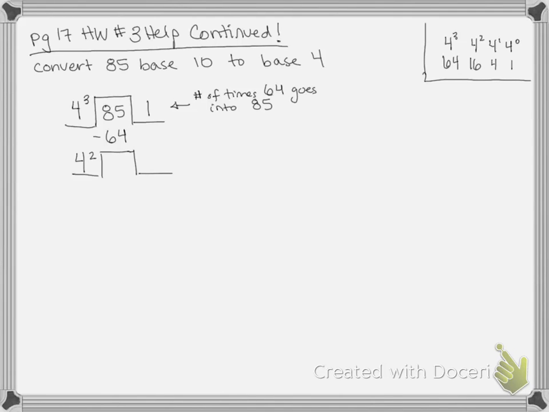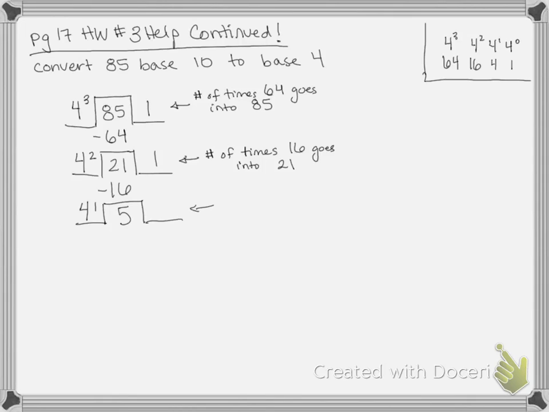Again, I like to write this because the next number I'm going to have to check is 4 squared, and then I'm going to do 85 minus 64, which gives me 21. So now I want to know the number of times, and remember we're checking 4 squared, so that's 16, goes into 21 now. That happens only once again, so we're going to take away 16, and I'm going to be left with a 5, and the next number I have to check is 4 to the 1.